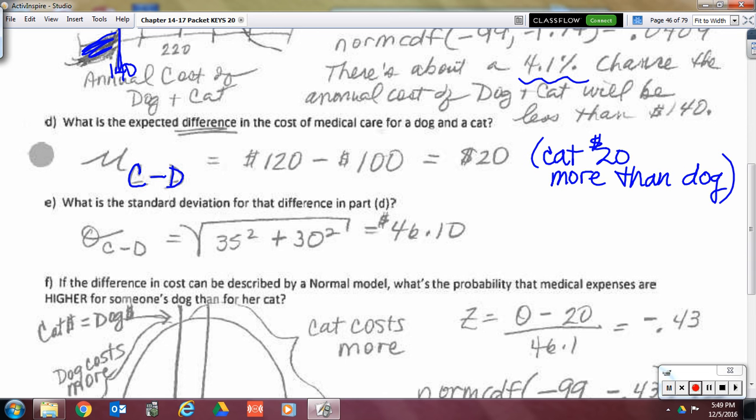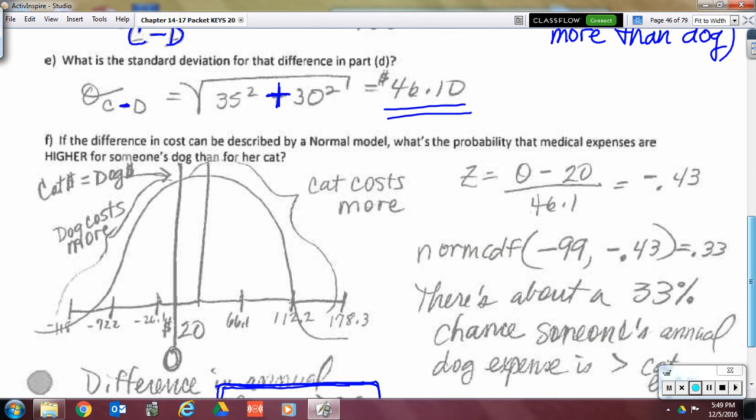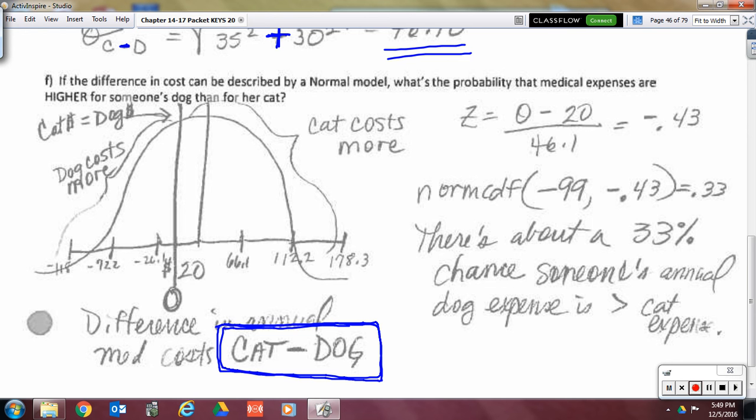All right. With the standard deviation, again, you have to go through the Pythagorean theorem of statistics. And what I'm seeing, if you note on this, is that even though this is about a difference, the Pythagorean theorem still adds. So this is the same standard deviation that you got previously in the problem about adding the cat and dog care together. Now here comes this guy here. What is the probability that the medical expenses are higher for the dog than the cat?